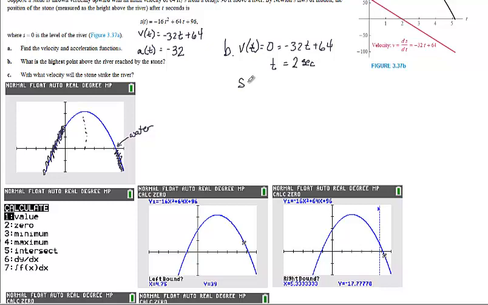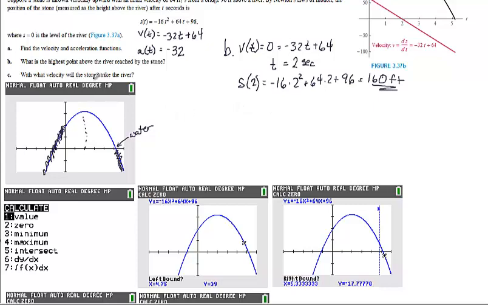So now I need to know what that highest point is. So I need to know the position at 2. I'll just plug this 2 into that equation, plus 96. And if you crunch those numbers, you will get 160 feet. You could also have used the vertex formula that you learned in your algebra classes, and you could have gotten it that way as well. But we're in calculus, so we're going to use some calculus stuff here.